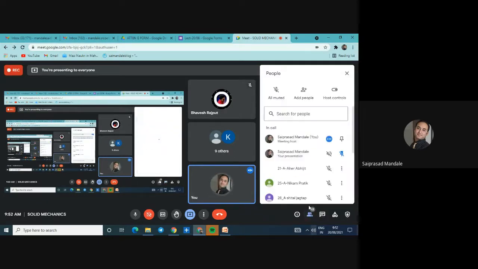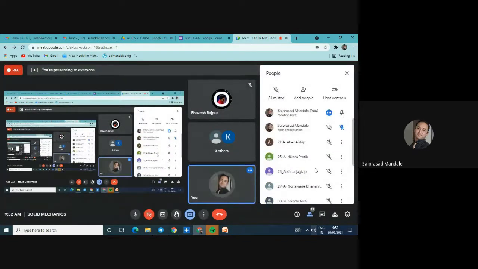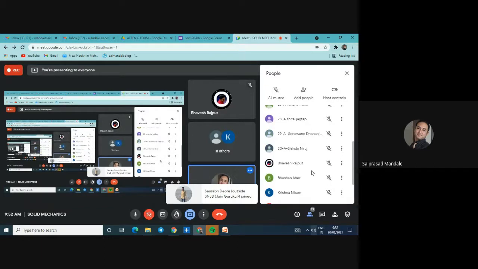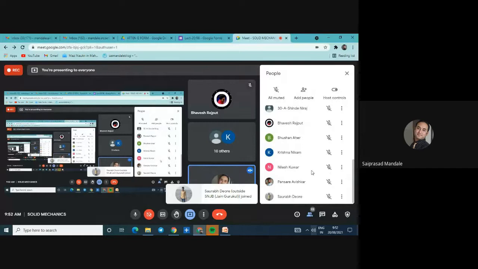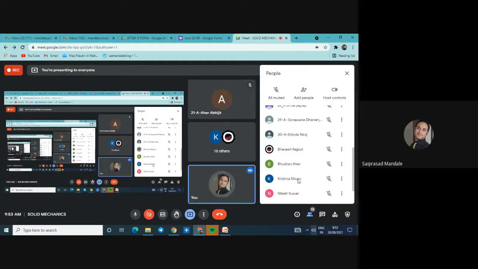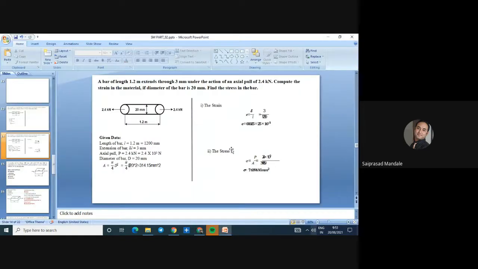Let me check participants. Abhijit Aher, Nikam Pratik, Chital Jagtap, Sonone, Shinde Neeraj, Bhavesh, Bhushan, Krishna, Nilesh, Pansar and Saurabh. Everybody has to calculate those things. Are you all doing the calculations? Yes, sir. Even though the numericals are very easy, still you have to calculate the thing, because only the practice will save you. That's it. Today till date we are on the very simple track.